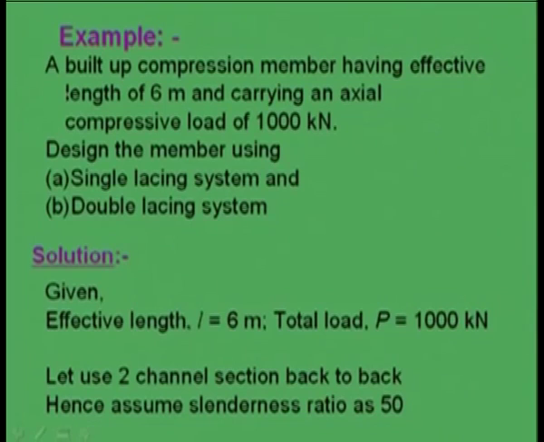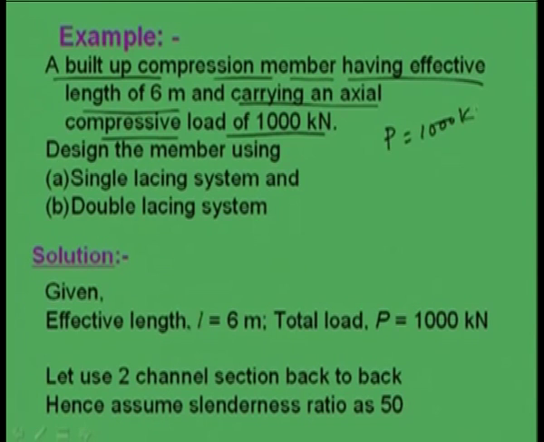So, in this example let us see how to design the lacing system. A built up compression member having an effective length of 6 meter and carrying an axial compressive load of 100 kilonewton. That means the axial compressive load is 100 kilonewton, this is given, and the effective length LE of the compression member is given as 6 meter. These are the two things which have been given.